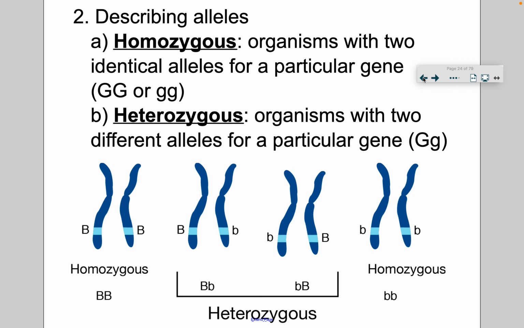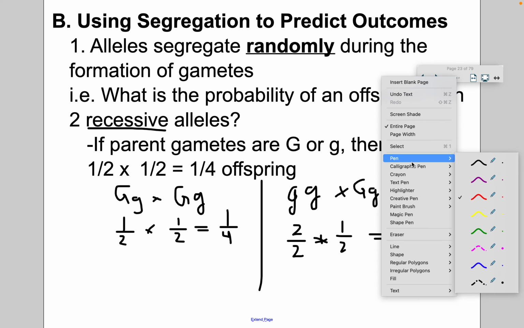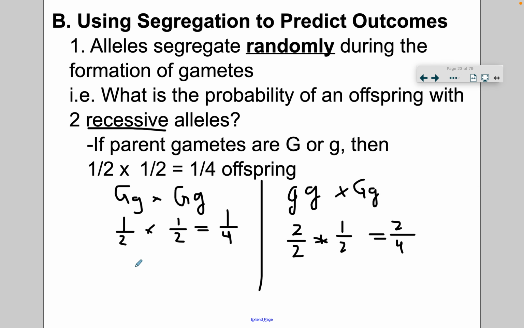Now I'm going to go back to this slide right here. Notice how I used math to figure out probability. I didn't have to make a Punnett square, but you know what? Just for the heck of it, now that we know a little bit about Punnett squares, let's make a Punnett square to make sure that my math was right. So here's parent 1, big G, little g, big G, little g. And when I fill this in, this is going to be 2 big G's. This is going to be big G, little g, big G, little g, and then 2 little g's.